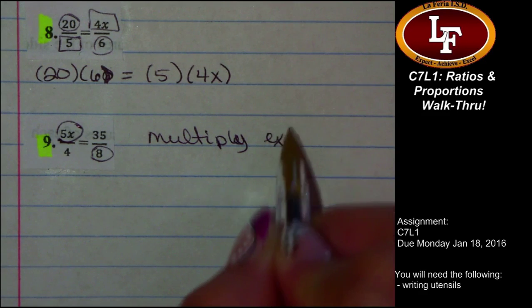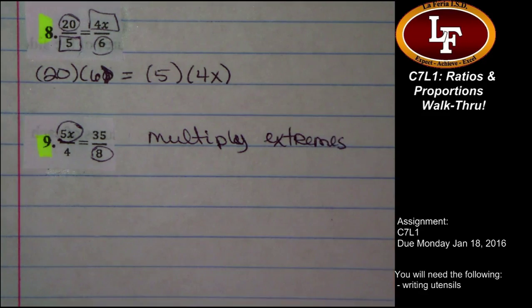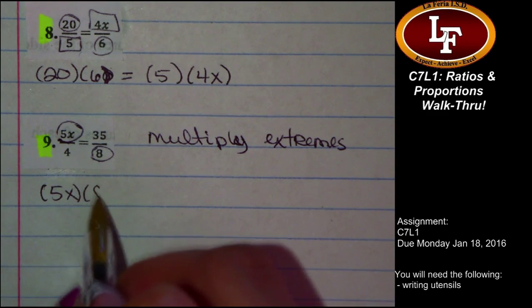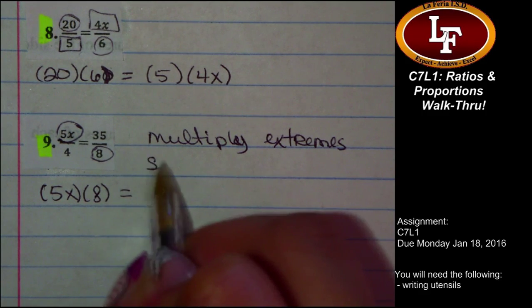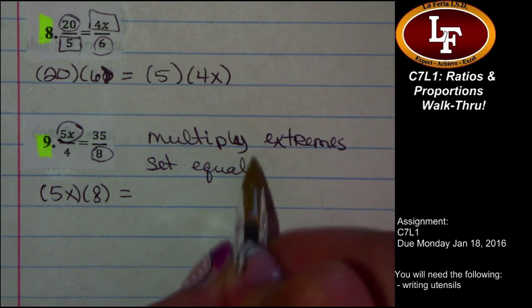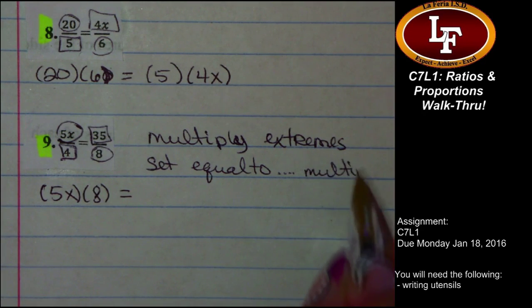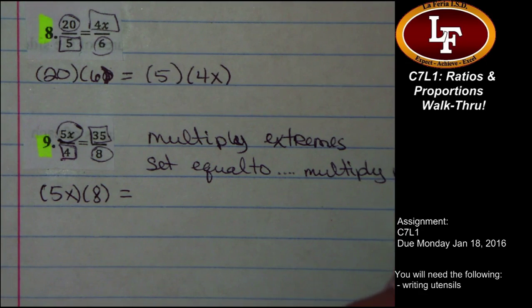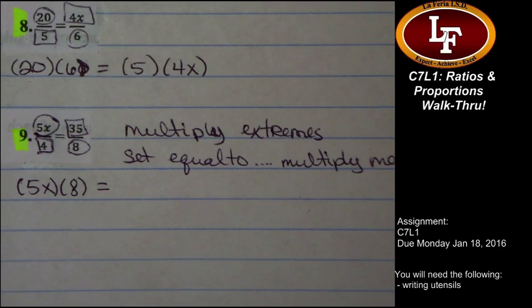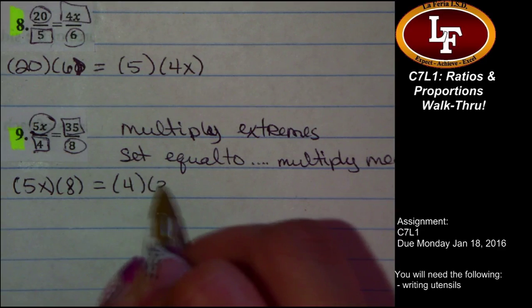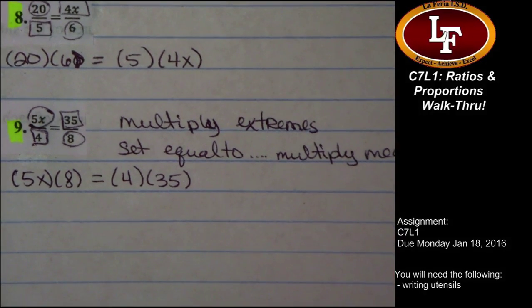So multiply the extremes. I'm just writing down what it is you need to do. You go ahead and write down doing it. Multiply the extremes. And then set that equal to, what do I set it equal to? The means, multiplying the means. Oops, I ran off the page there. It says multiply means. Zoom it out just about that.